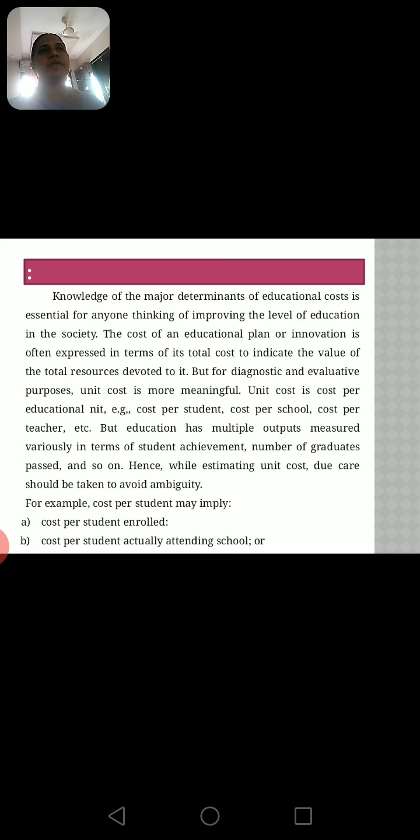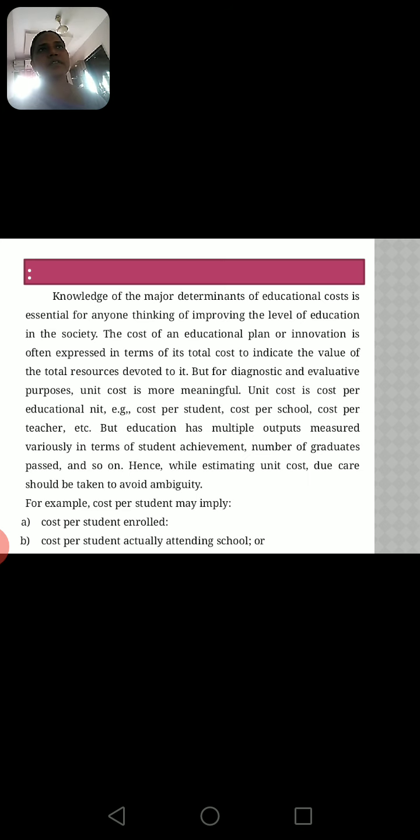The problem of deciding on the unit cost has to be solved carefully. Choosing the number of students may not always be the right thing to do because all costs do not vary with the number of students. For instance, the teachers and their salaries, the number of square meters of buildings, space, etc. Hence, cost per teacher or cost per school should also be considered.